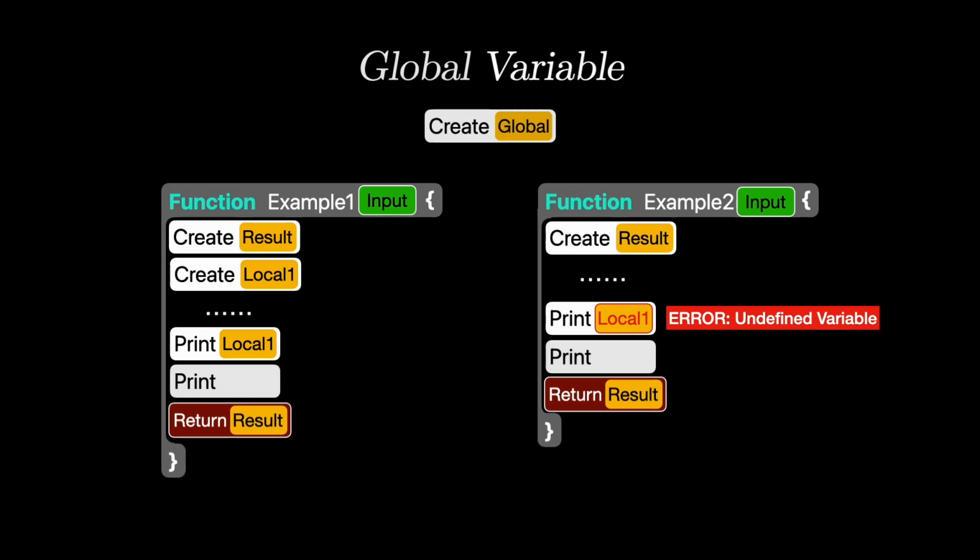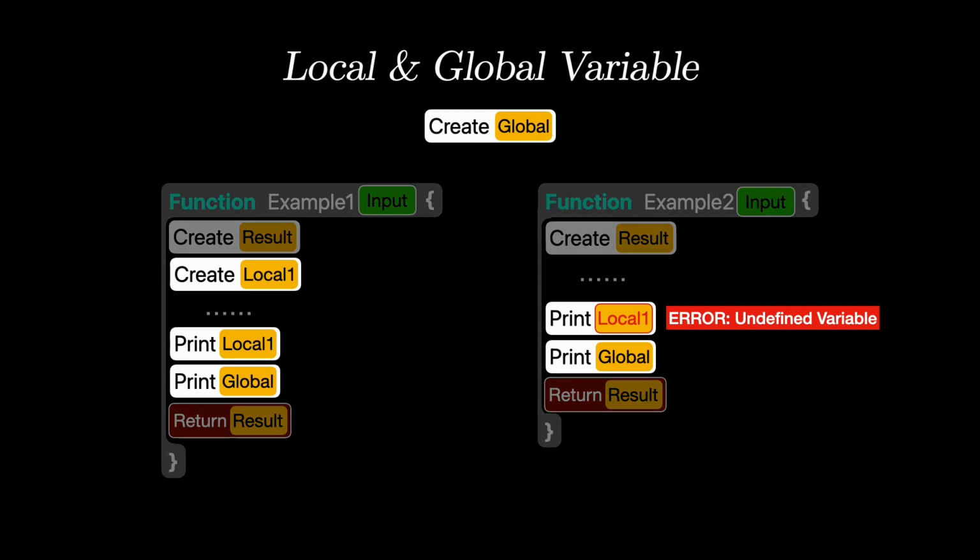On the other hand, variables that are created outside a function are called global variables, and they are like common sense that can be used in any function or even the main part of your code. Since they are so important, it's best to give them a unique name so they don't get confused.